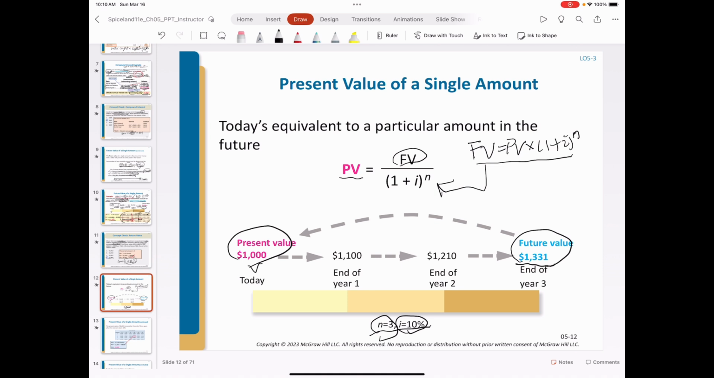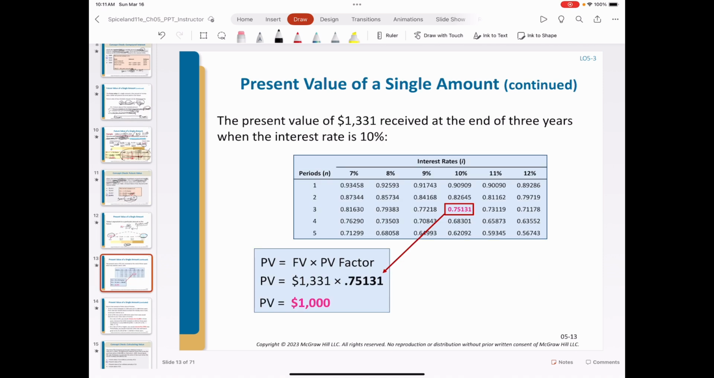Based on the rate and number of periods, the $1,000 future value is $1,331. The present value of $1,331 was $1,000. We can also use this table, the present value factor, for the single amount.